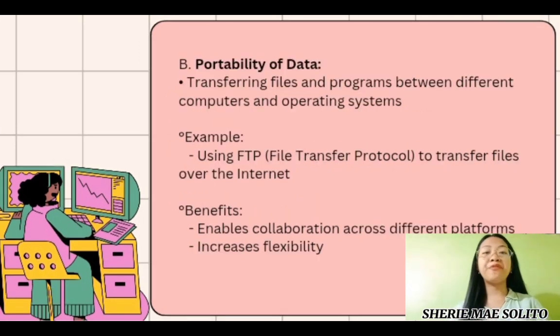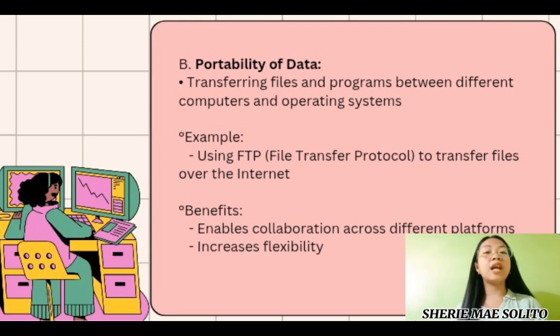B is portability of data. People who have different types of computers with different operating systems and applications often need to transfer files and programs among their computers. File Transfer Protocol allows files to be transferred over the internet among different types of computers. The example of portability of data is FTP, or File Transfer Protocol, which allows files to be transferred over the internet among different types of computers.